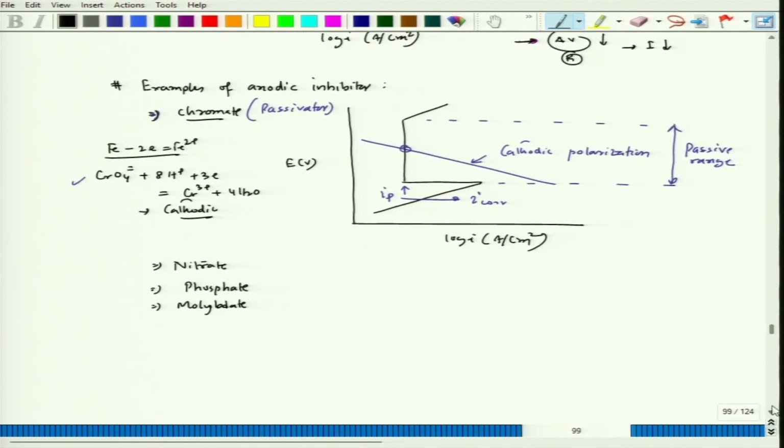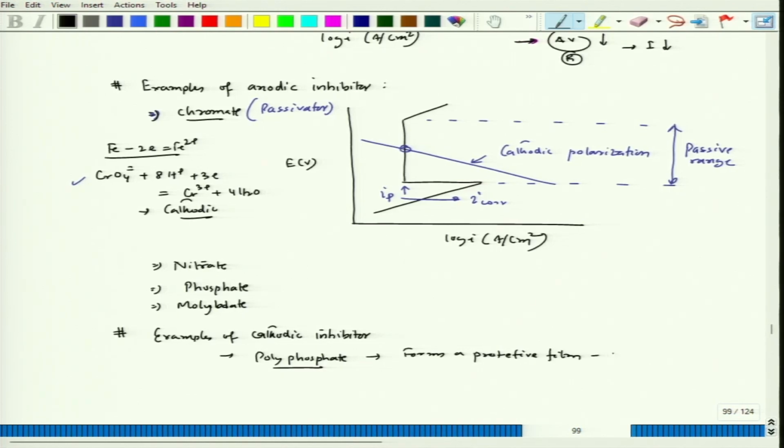Now, let us look at some of the examples of cathodic inhibitor. Mainly polyphosphate kind of inhibitors we use. So, what it does, it actually bonds with divalent calcium and other ions to form positively charged colloidal particles which are attracted to the cathode and forms a protective film. So, it actually forms a protective film on cathode.